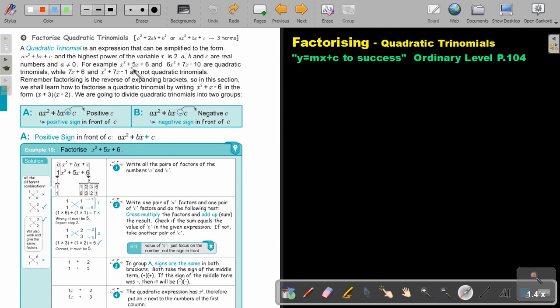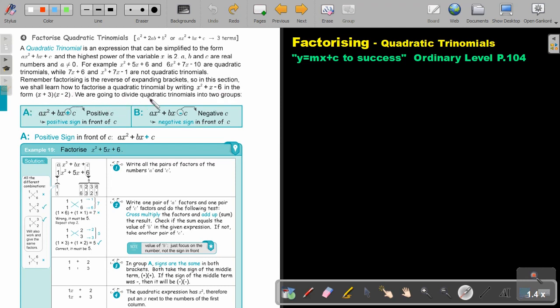For example, x squared plus 5x plus 6 and 6x squared plus 7x minus 10 are quadratic trinomials, while 7x plus 6 and x to the power 3 plus 7x minus 1 are not quadratic trinomials. Remember, factorizing is the reverse of expanding brackets. So in this section, we shall learn how to factorize a quadratic trinomial by writing x squared plus 5x plus 6 in the form of two brackets.